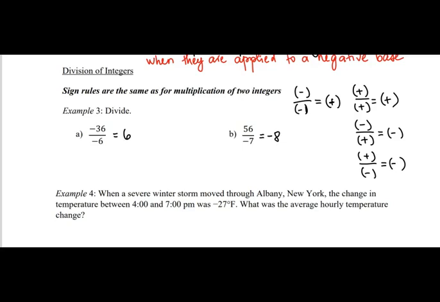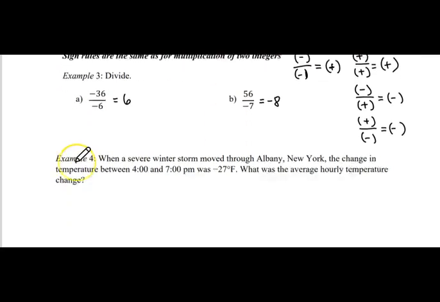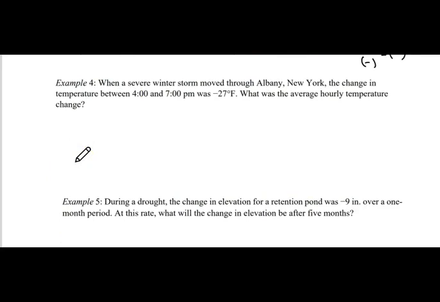All right, a couple of word problems before we move on to our last part of our lesson. When a severe winter storm moved through Albany, New York, the change in temperature between 4 and 7 p.m. was -27 degrees Fahrenheit. What was the average hourly temperature change?